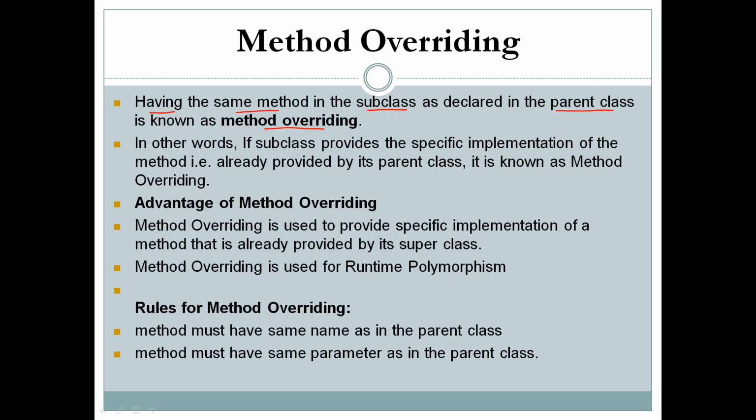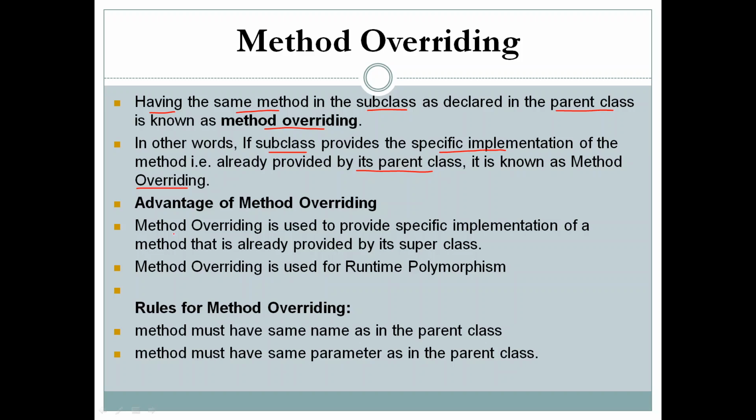In other words, if a subclass provides the specific implementation of a method that is already provided by its parent, it is known as method overriding. In simple words, the method which is declared in the parent class, when we declare the same method again in the subclass, it is called method overriding. Now there are some advantages of method overriding.